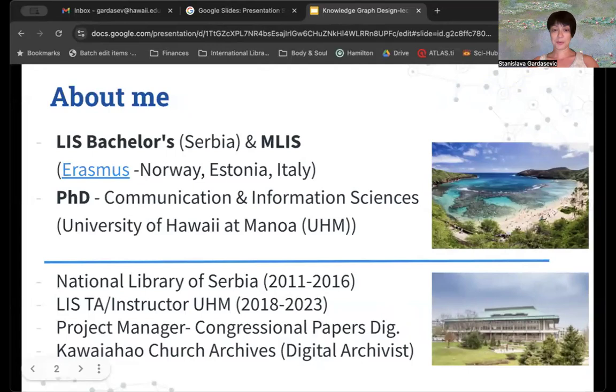I am originally from Serbia, and that's where I did my bachelor studies in life information sciences. Then I did my master's in 3 countries in Europe. I got a scholarship to do that. It was in digital library learning.